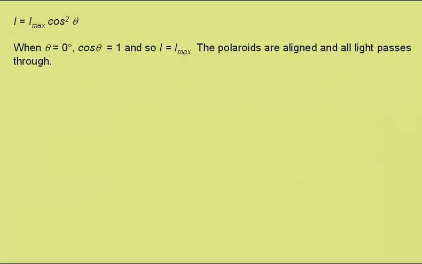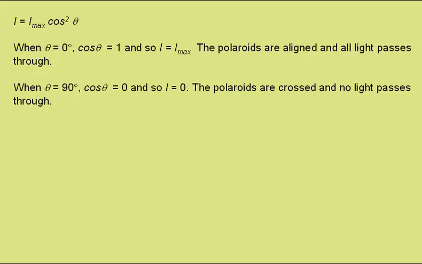I've copied Malus's Law again here. When theta is equal to 0 degrees, the cosine of theta is 1, and so intensity is equal to the maximum intensity entering. The Polaroids are aligned, and all light passes through. When theta equals 90 degrees, the cosine of theta is 0, and so the intensity will be 0. The Polaroids are crossed, and no light passes through.